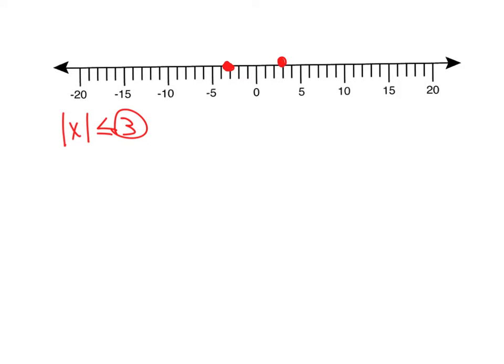Now what is it interested in? It's interested in all numbers that are smaller than 3, that are closer to 0 than 3. That includes all of these numbers right here, right? And you're done. So when it's asking for less than, it's asking for the numbers that are closer to 0 than this number. If this were greater than, it would be asking for all the numbers that are further away from 0 than this number. So the numbers this way and the numbers this way.